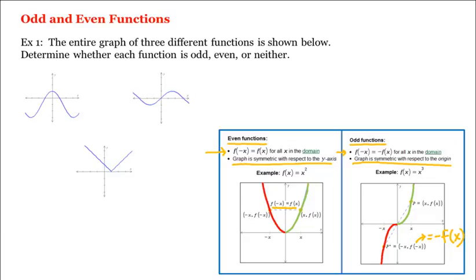So in this first example here, we're given the graph of 3 different functions. So let's look at this first function here. We see that this part of the graph is a mirror image of this part of the graph. That is, its graph is symmetric with respect to the y-axis, which means it's an even function.